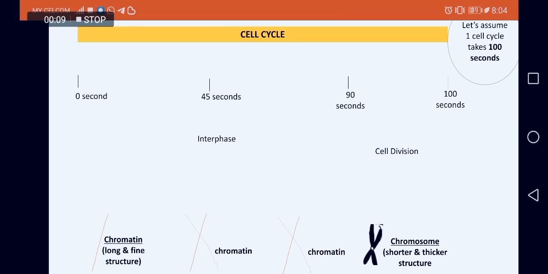Here I would like to share what happens under the cell cycle, and most importantly, what is the right term to call the structure at the bottom there. As you can see, there is chromatin, there is chromosome.